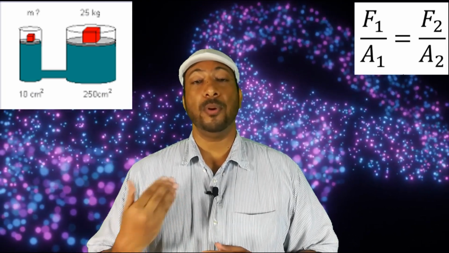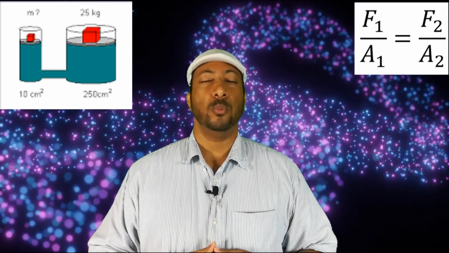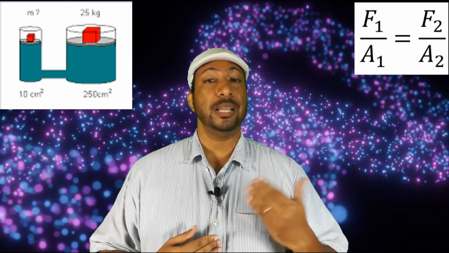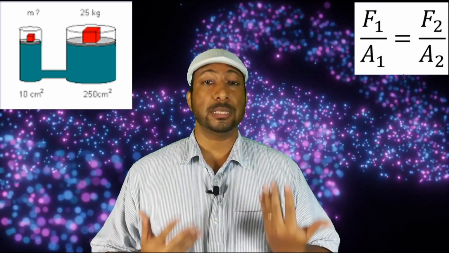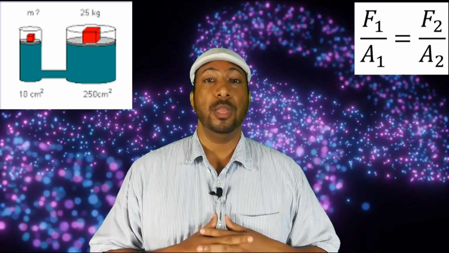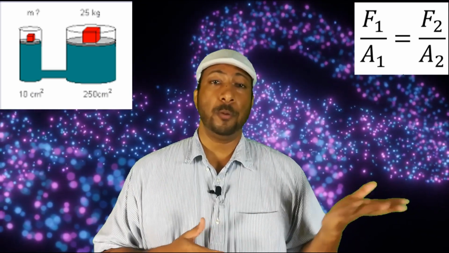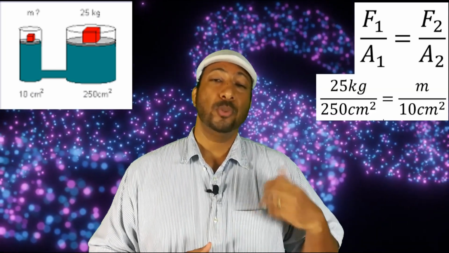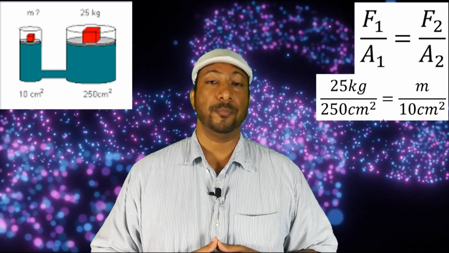Using Pascal's principle's formula, which is F1 over A1 equals F2 over A2, we substitute those values. What do F1, A1, F2, and A2 stand for? Well, they're just corresponding force and area values for these two pistons. They are equal to each other since, according to Pascal's principle, the pressure is the same everywhere. So the pressure on one piston, which is its force divided by its area, is equal to the pressure on the other piston, which is its force divided by its area. So substituting our values, we have 25 over 250 is equal to our unknown weight over 10.